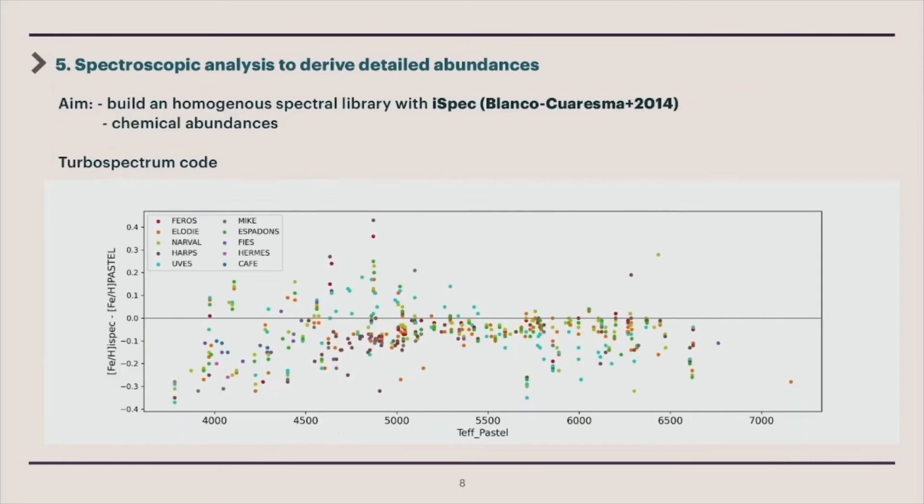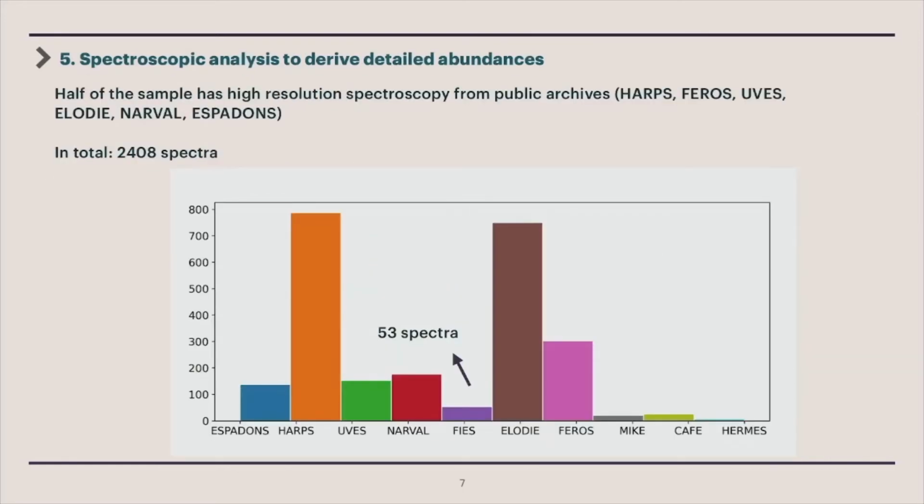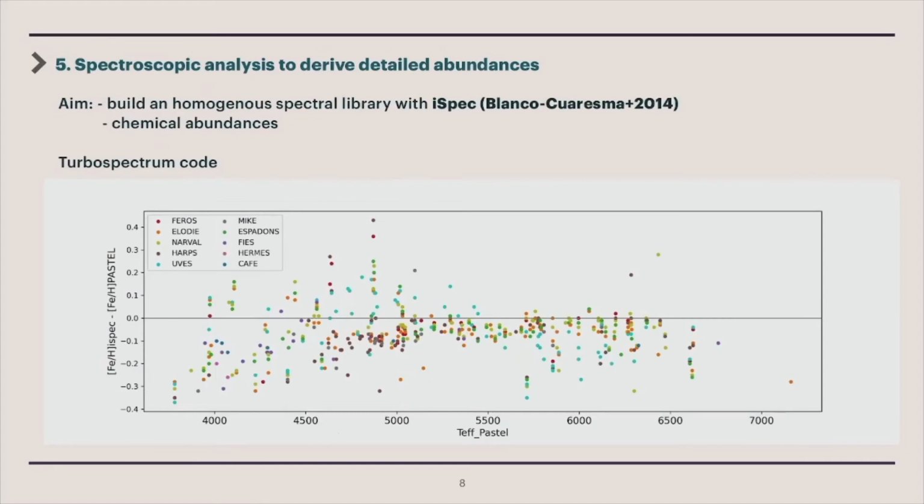Among these 53 spectra, most of them are provided only by FIES. Therefore, they were really crucial in our analysis. Indeed, with all the spectra collected, we aim to create a homogeneous spectral library, so as to have, for all the spectra, chemical abundances, stellar parameters, and iron that are homogeneous for the stars that can be observed with different instruments.